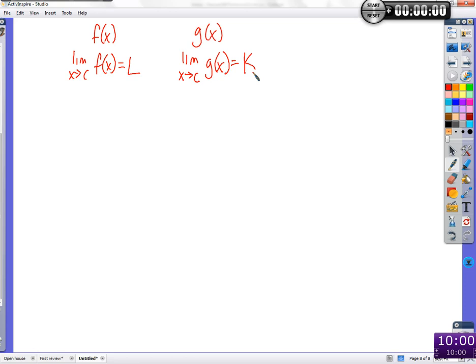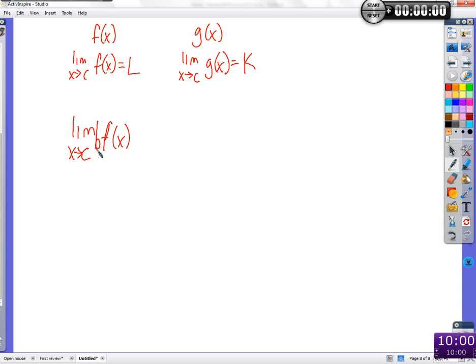So the first property: if I were to take the limit as x approaches c of f of x, what would that be? It would be L, right? If I put a scalar multiple in there, like b, then it'd be bL.